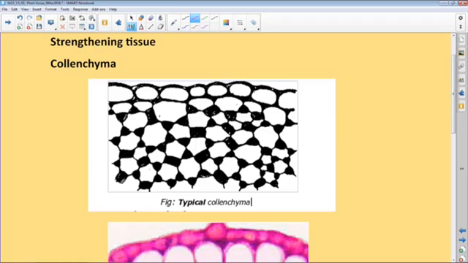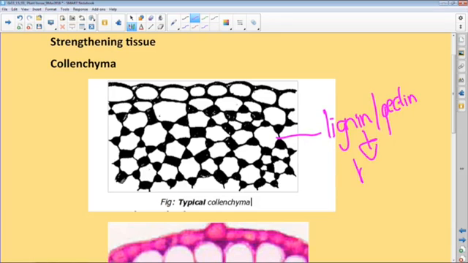A cell wall is made up of a hard substance called lignin or pectin. And this is hard. It's non-living and it is hard. It's also made up of cellulose. Now, all of these things are hard. So if we make the cell wall thicker, we make it harder, if I can use that term.